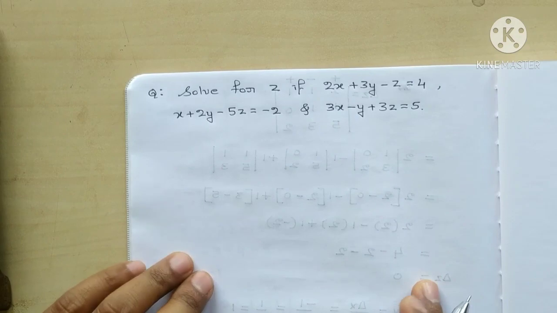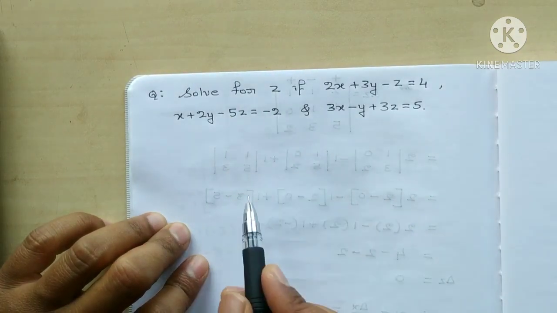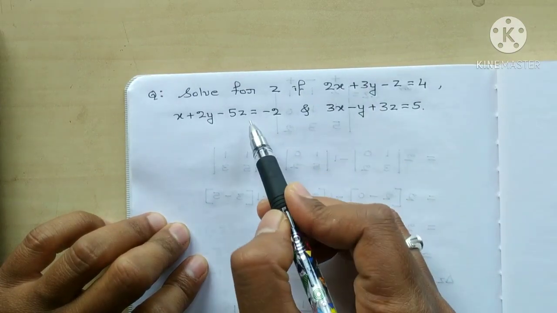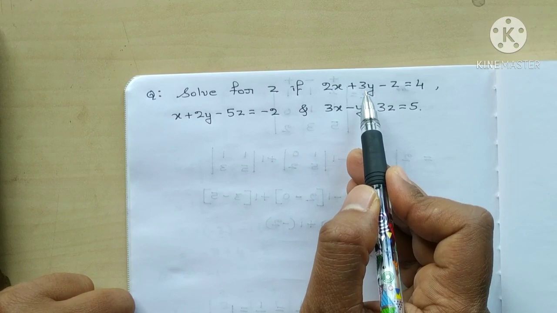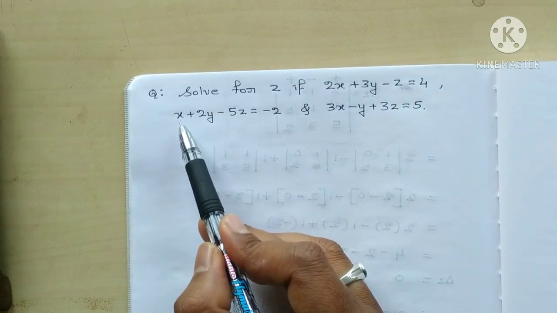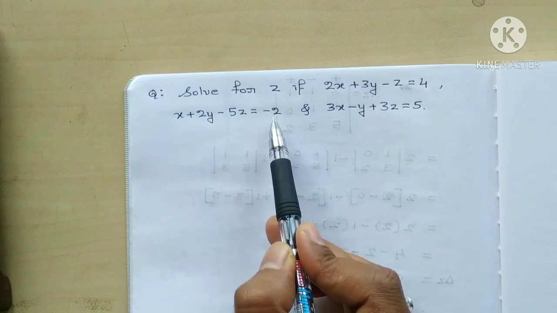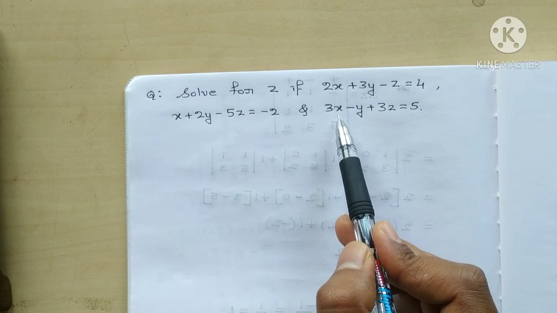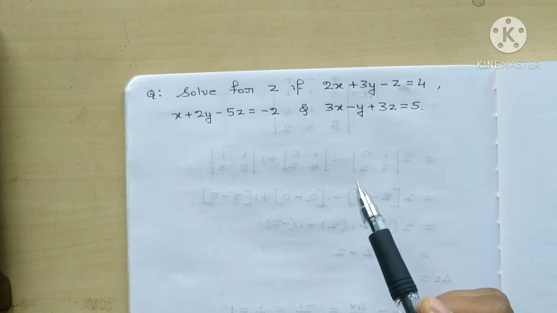Next question. The next question is solve for z. Again, how many equations are given here? Three equations are there. First one, 2x plus 3y minus z is equal to 4. Second equation, x plus 2y minus 5z equals minus 2. And third equation, 3x minus y plus 3z is equal to 5.